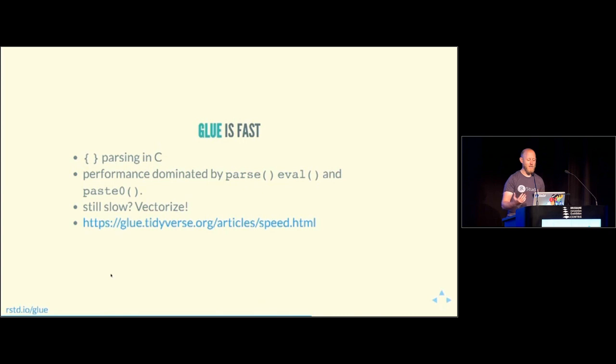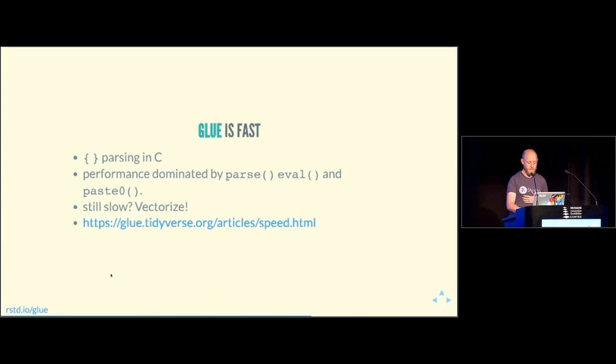So why is glue fast? All of the parsing to determine where the bracing functions are is done in a single pass in C code. So that takes very little time. The performance is really dominated by calling the parse function and evaluating the R code, and also paste0, which again, like I said, is used internally. And if your code still seems slower than you would expect, if you can reformulate your problem to take advantage of the vectorization of glue, that will speed things up quite a lot. And there's a vignette about all of these benchmarks, and I would encourage you to check that out.